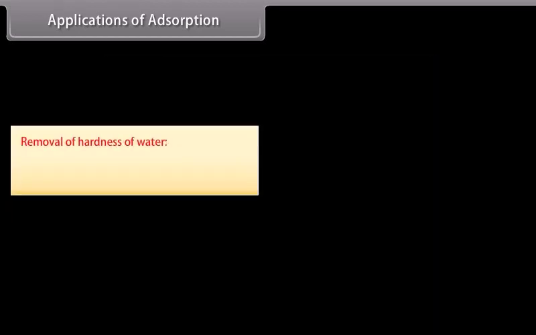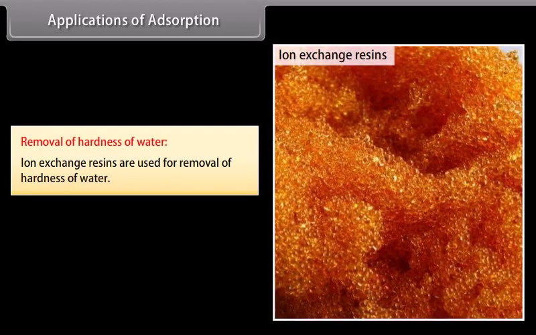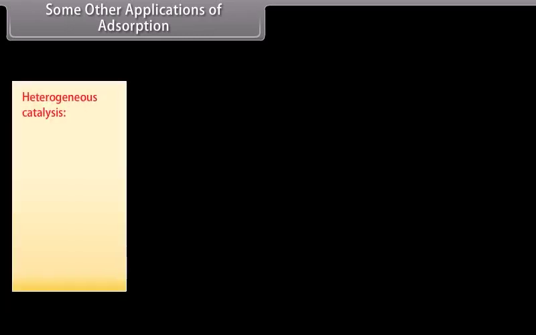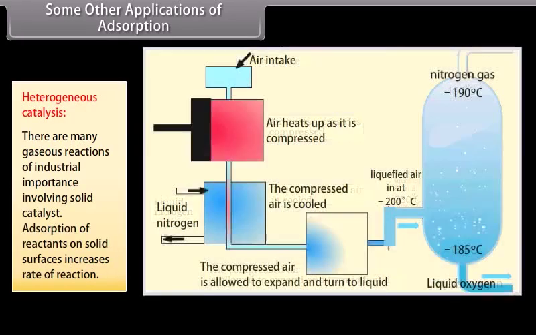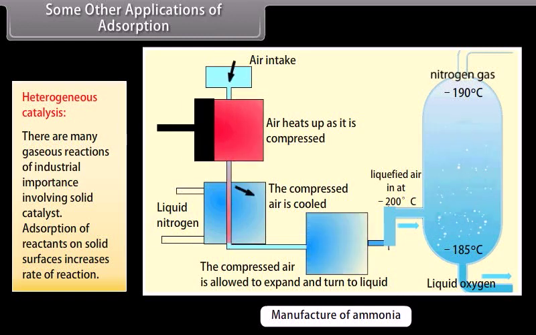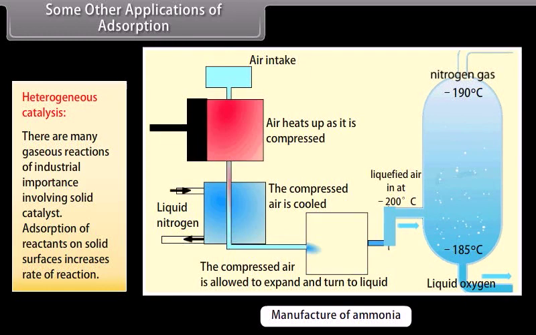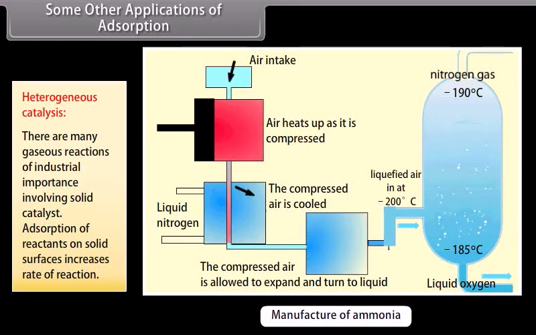Removal of hardness of water. Ion exchange resins are used for removal of hardness of water. Some other applications of adsorption. Heterogeneous catalysis. There are many gaseous reactions of industrial importance involving solid catalysts. Adsorption of reactants on solid surfaces increases the rate of reaction. For example, manufacture of ammonia, sulfuric acid, and hydrogenation of oils.